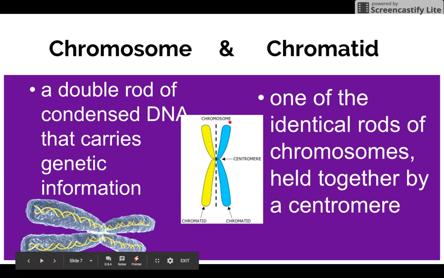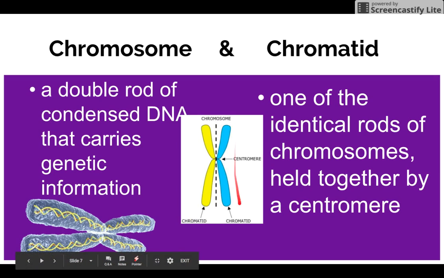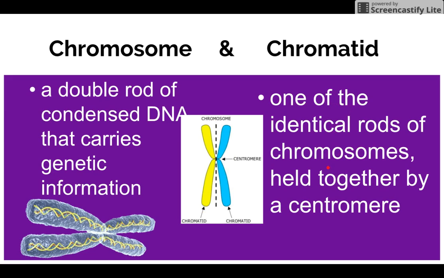Some. Okay, so if I have some candy, do I have one? No, I have more than one. If I have a chromatid, you only have one. If I have some candy, I have more than one. So I have some chromatids. So chromosome is more than one. Chromatid is one of the identical rods of chromosomes. They are held together by a centromere. That'll be sitting right there. You don't have to worry about the word centromere, but just know that a chromatid is a single rod.